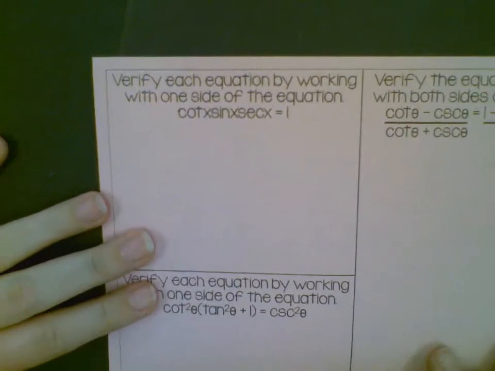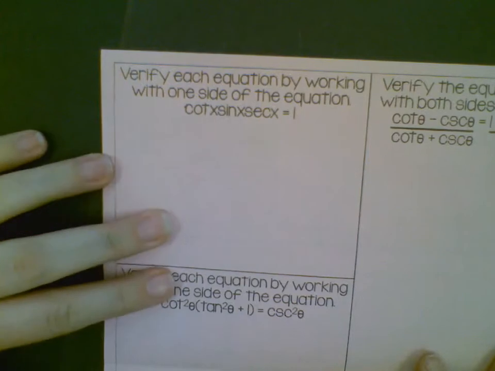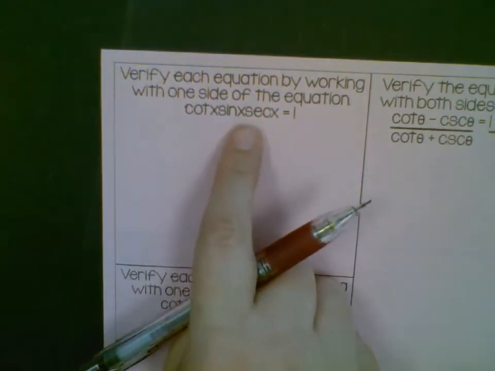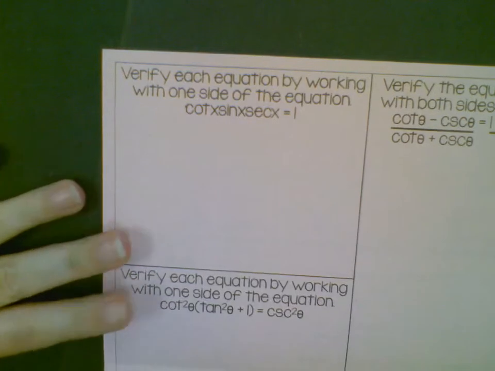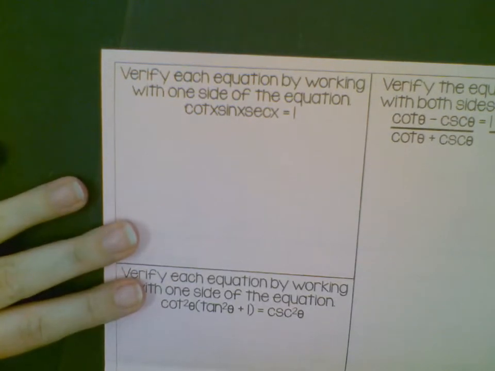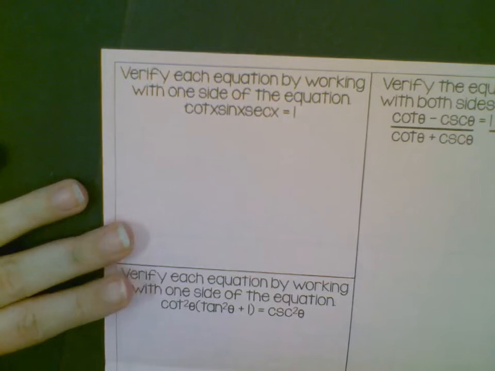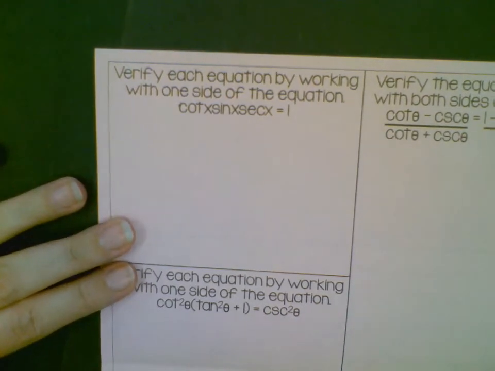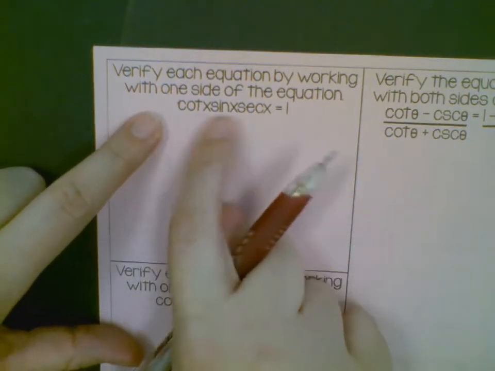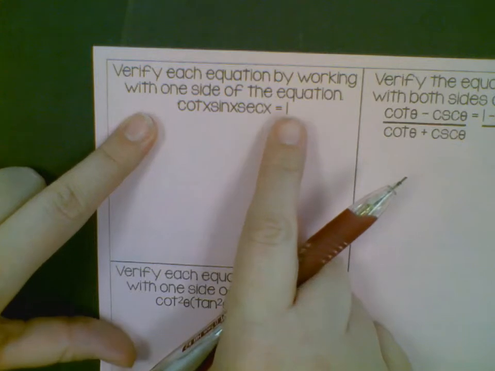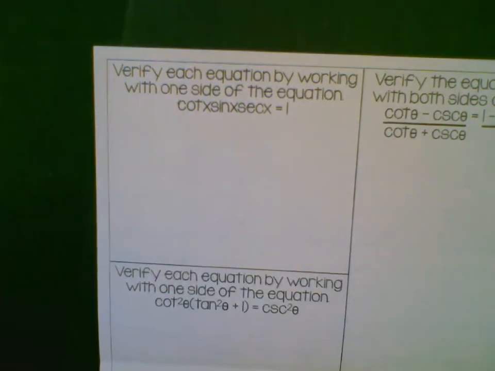Okay, so our first one says to verify it by working with one side of the equation. So that means we want to change one side to make it equal the other side. And one of your tips on the front, I think it says tip number 2, is to rewrite the more complicated side. Sometimes when you look at it, you're going to be like, well, I don't know what side is more complicated. Usually it's the left side that we work with, but it doesn't have to be. You could do either side and then try to get it to look like the other side. But for this problem, obviously this side is way more complicated looking than that side. So we want to change this so it equals 1.